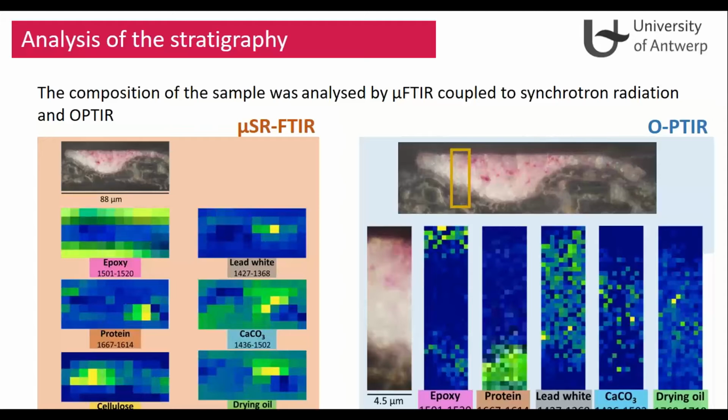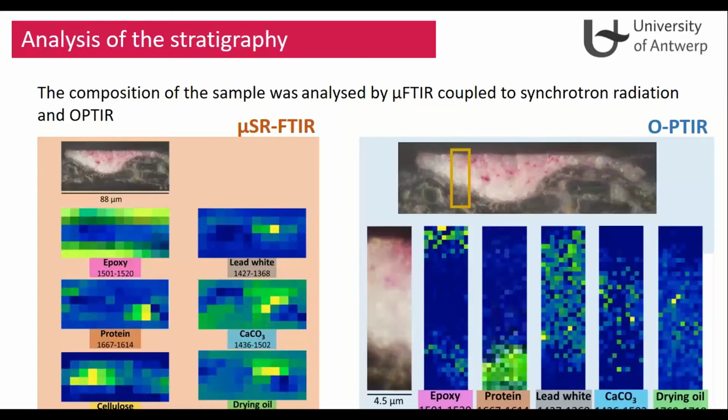So here we have the result of O-PTIR. The O-PTIR was applied only in this region marked in orange in the image. And from this small region, we can already see all the compounds that we are seeing also in the FTIR measurement. We can see the epoxy resin, which is surrounding the sample. Then we can see the protein linked to the canvas and the two pigments, lead white and calcium carbonate, as well as the drying oil.